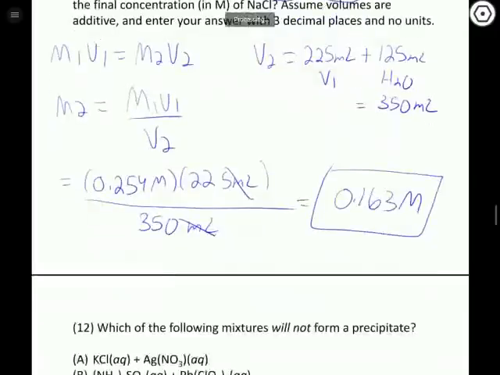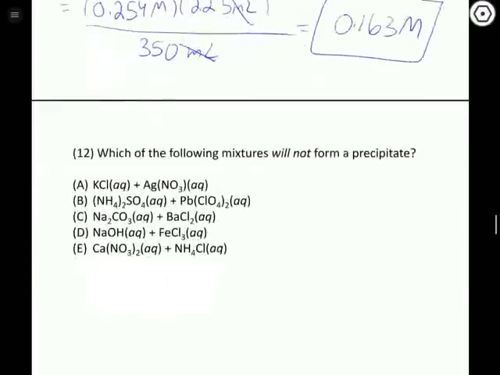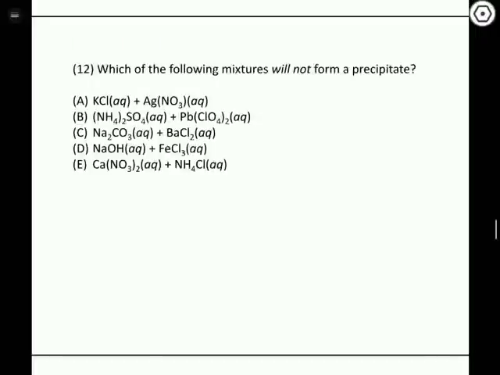Okay, so moving on to number 12. Which of the following mixtures will not form a precipitate? So for these problems, we need to analyze the possible products and know the solubility rules for them. So we're mixing together two aqueous solutions. So we don't even have to write balanced reactions for this. We just need to know what the identity of the products are and predict their solubility.